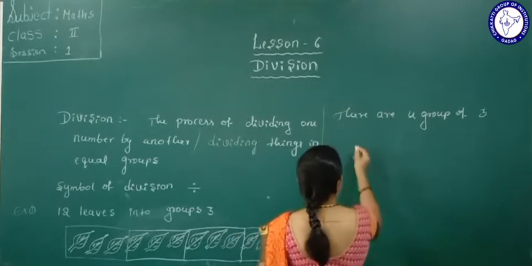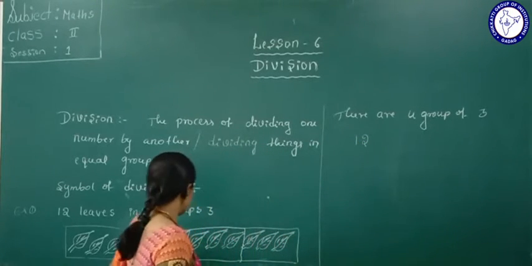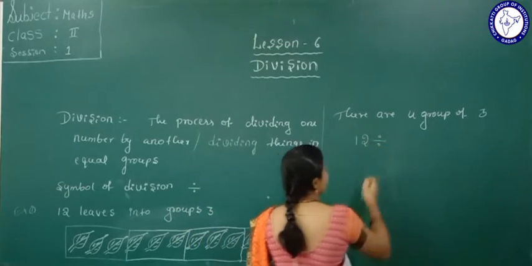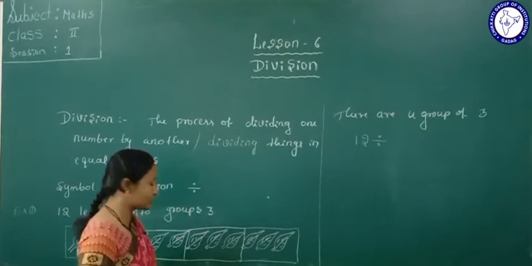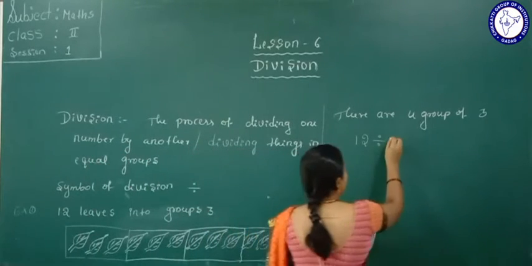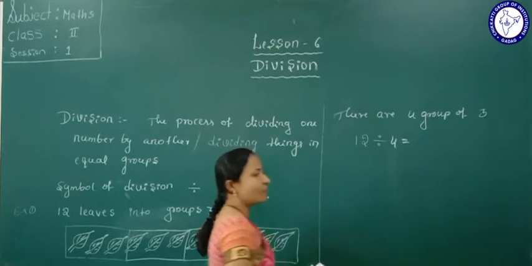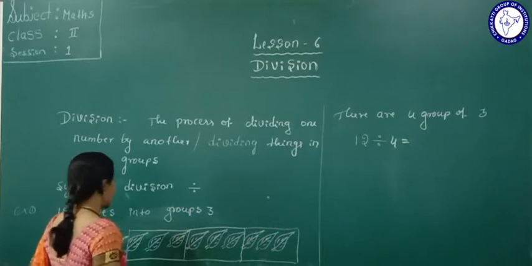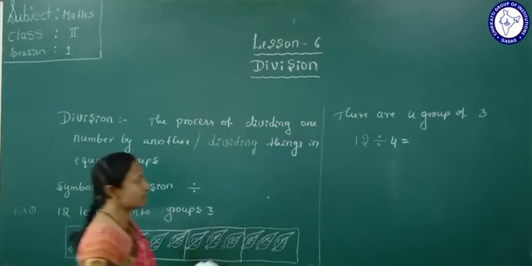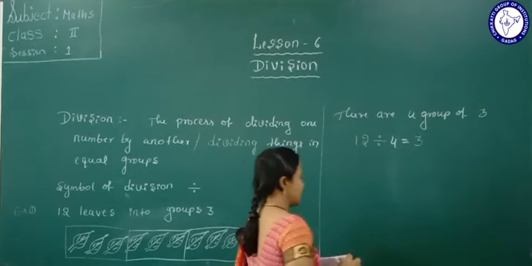So we understand the 12 leaves. Yes, 12 leaves. So we divided. Divided means we made groups. How many groups? 1, 2, 3, 4. There are 4 groups we made. What answer do we get? In each group, 1, 2, 3, we get the answer 3. Yes, so we understand here.